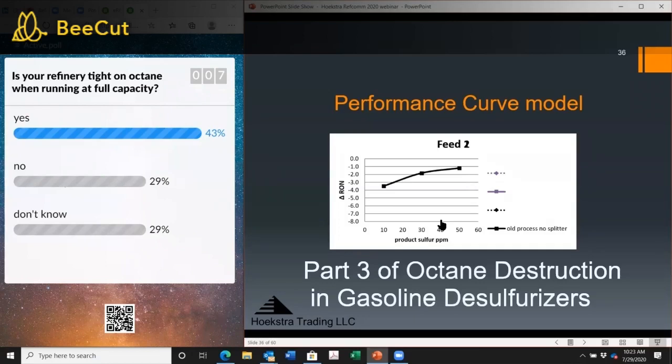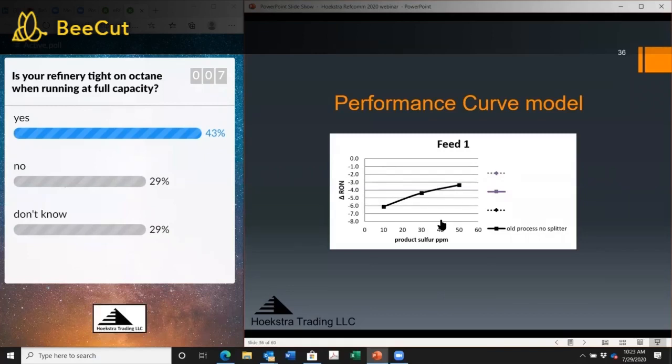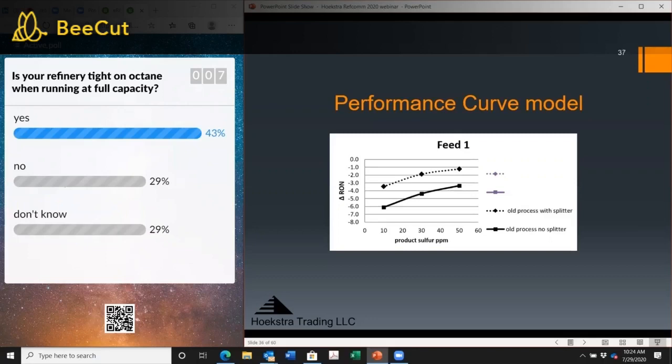A common option is to add a splitter that causes the lightest olefins to bypass the desulfurizer. We can show that effect. And here I have now returned back to feed 1. This is with a splitter on feed 1, that's the dash curve.